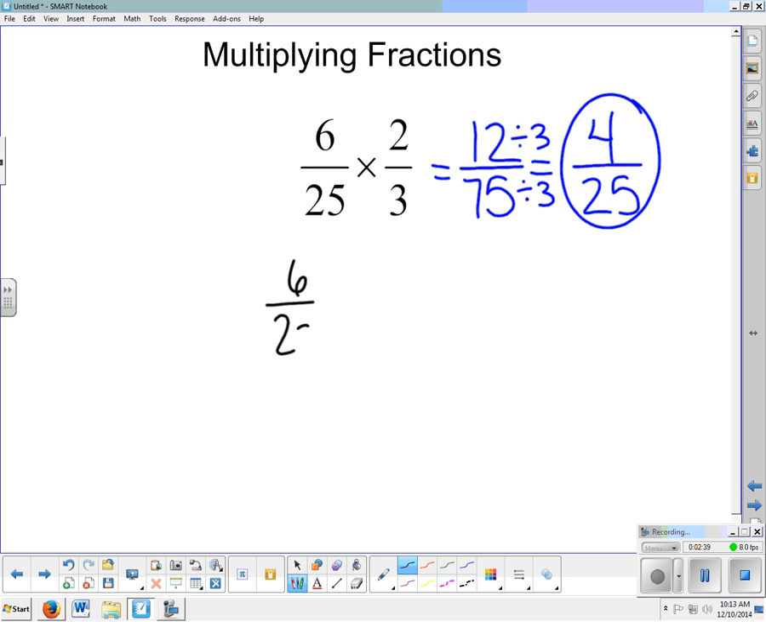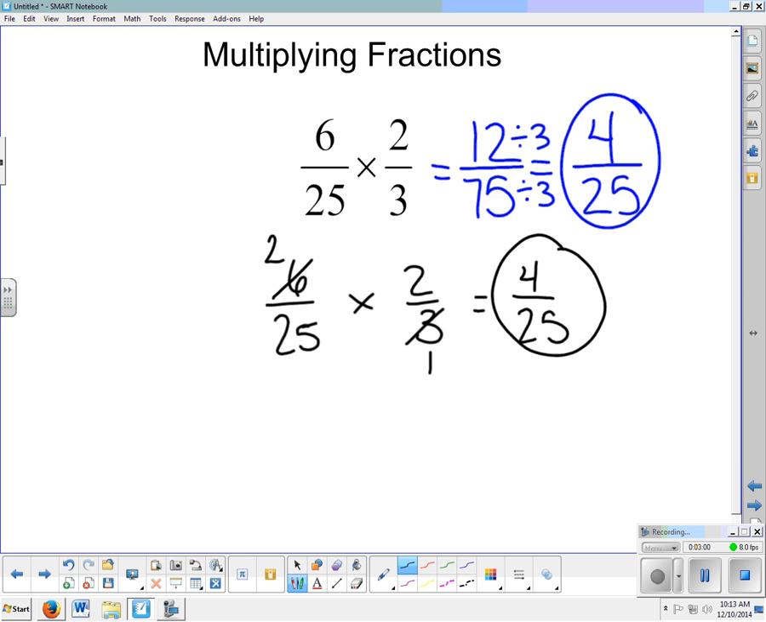6/25, 2/3. 2 and 25, nothing in common, correct? What about 6 and 3? Okay, 6 and 3 becomes 3 divided by 3 is a 1, 6 divided by 3 is a 2. And what is 2 times 2? And 25 times 1. That looks familiar.